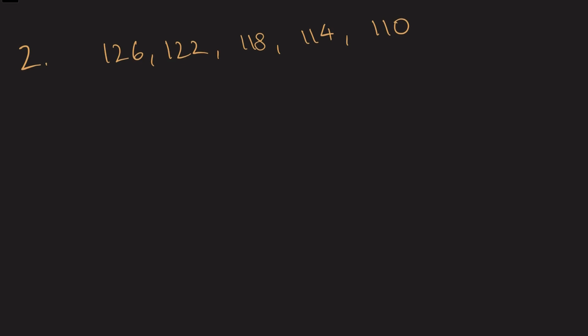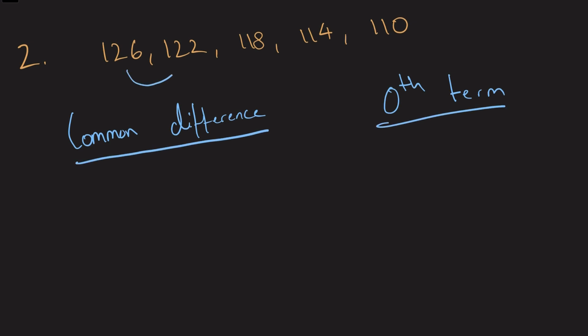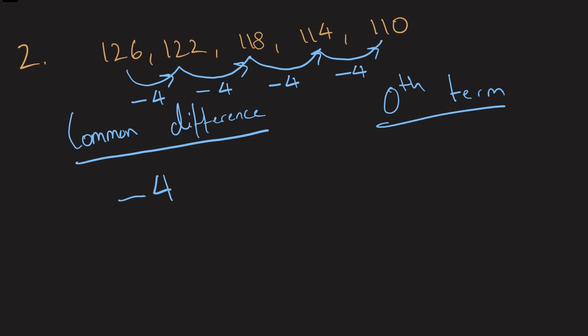And now moving on to the second question. So we have to do the exact same thing. We have to first work out what is the common difference, and we also have to work out what is the zeroth term. So we see as we go forward, the sequence is going down. It's going down in minus 4. So we write the common difference as minus 4n. So whatever the common difference is, just write that number down and then write n.